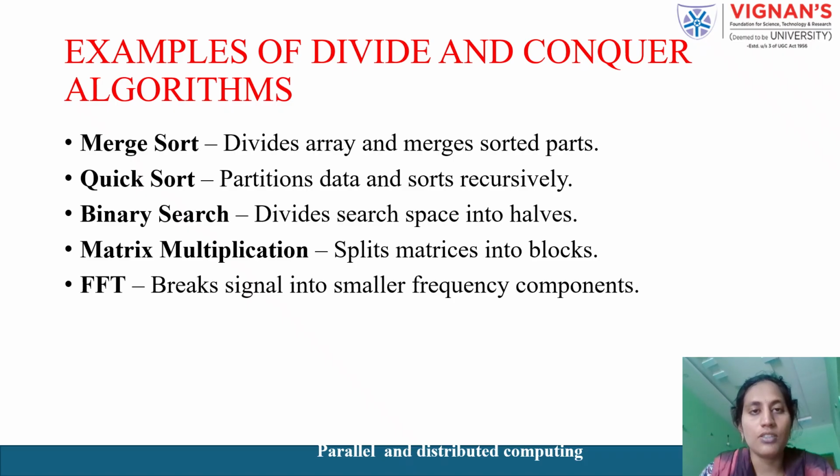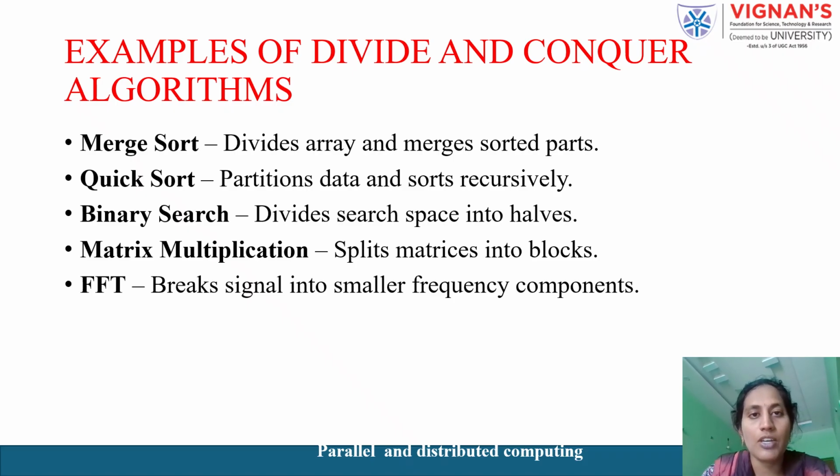Coming to binary search, we need to give the list of elements in sorted order. If it is not in sorted order, then we need to sort the list of elements using divide and conquer. Later, we need to search whether the given element exists in the list or not. The time complexity of binary search is O(log n).